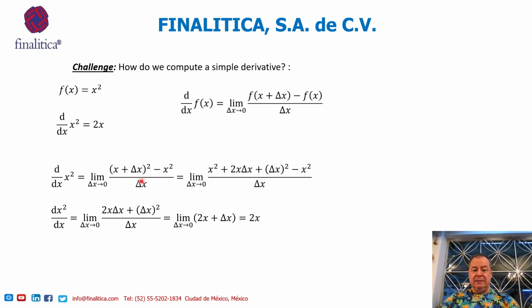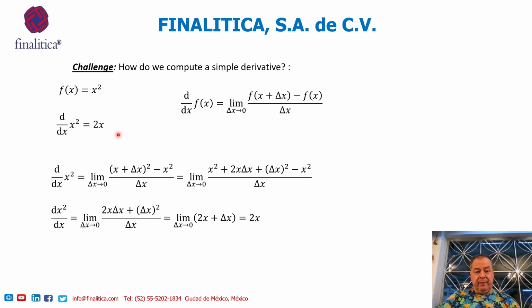If we expand this term, we come up with this. We can cancel x squared and minus x squared, and we come up with this. We divide by delta x, and we come up with 2x plus delta x. We take the limit. Taking the limit means that we equal delta x to 0. So this goes away. And here is the result.